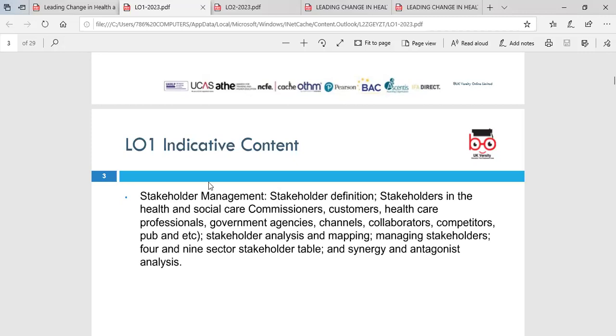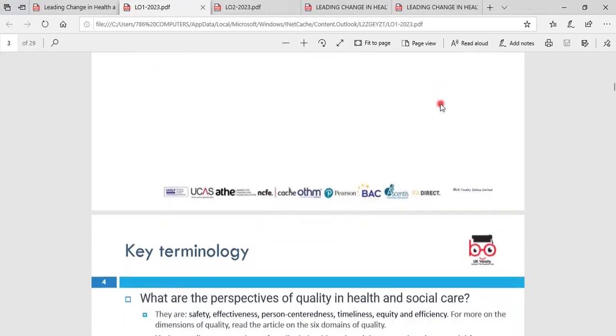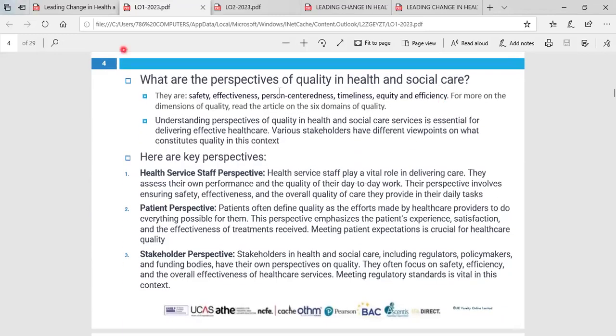So we'll talk about stakeholder management, different definitions that are there for stakeholders, and different types of stakeholders. Because when you're bringing about change, you need to analyze them. Once you analyze them, you will understand there are certain stakeholders who will obviously resist that change. There's a four and nine sector stakeholder table, synergy and antagonist analysis. So a bit about what key terminologies we have.